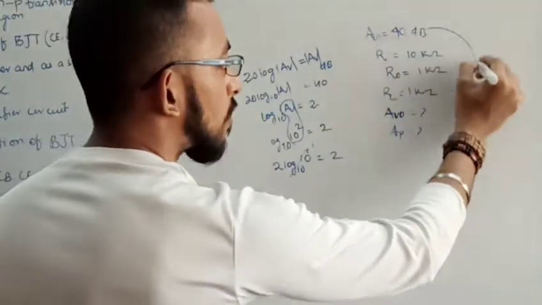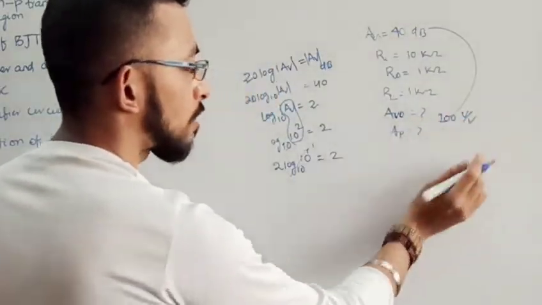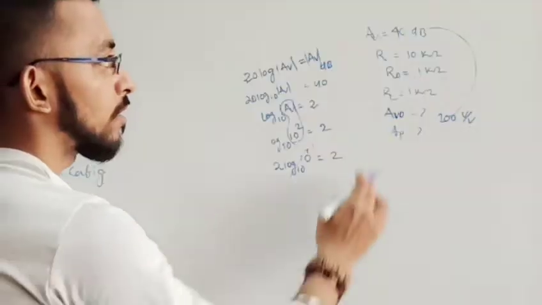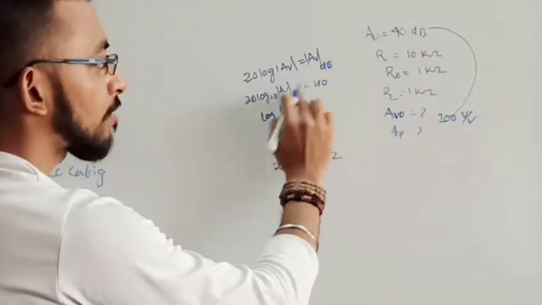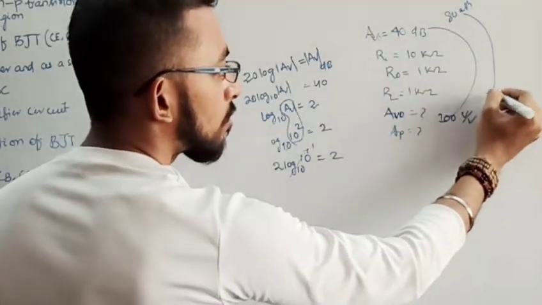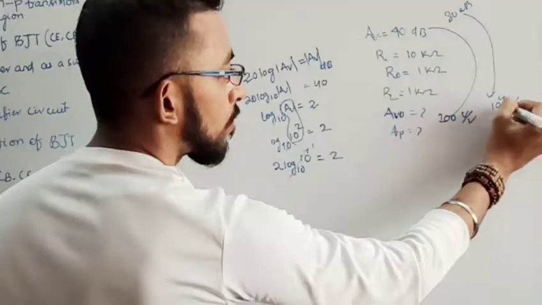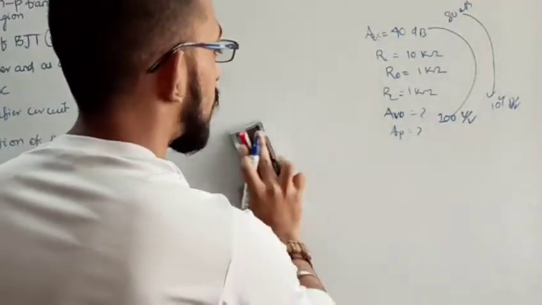So 40 dB corresponds to 100 volt output voltage upon input voltage, that is volt per volt. 40 means 100. If it is given 80, it will become 10 power 4. If it is given 80 dB, then the voltage gain will become 10 power 4 volt per volt. Okay. Next, it is asked what is our power gain.